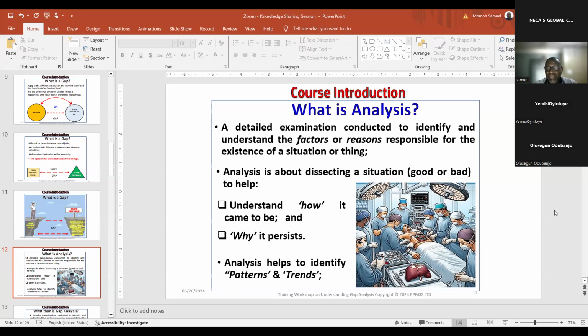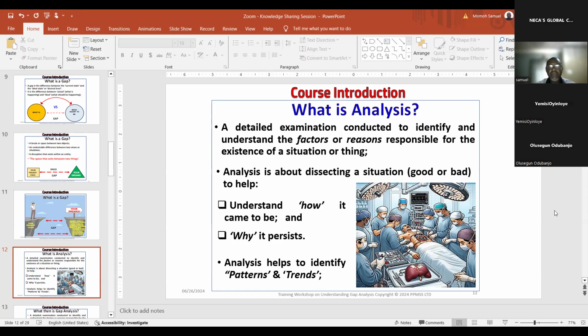And then at the end of the day, when I do the analysis of where I am, I should be able to determine, how did I get here? What brought me here? Why am I still here? Those are the questions you begin to ask when you are doing the analysis. So when we say you are dissecting, you are simply asking a series of questions that will help you at the end of the day to arrive at an informed judgment of where you are, how you got there, and what exactly is still tying you or holding you down at that particular position. So gap analysis, if properly done, will help you to identify patterns and trends.